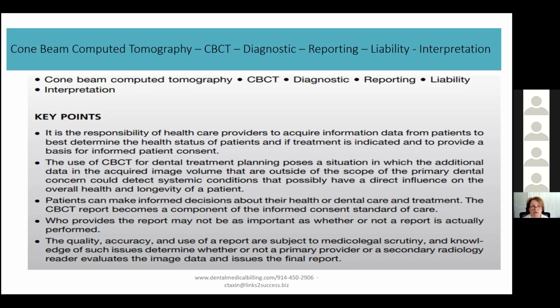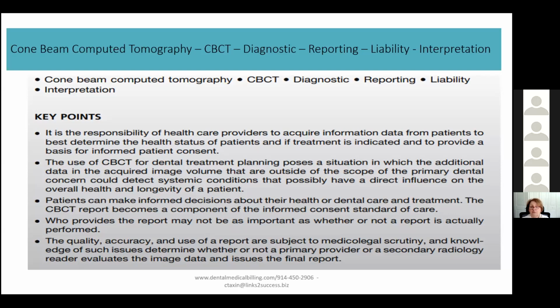We are not referring out because we don't want to do treatment or we don't want to read something, but we're referring out because it could help that patient in so many ways. And that's why we went into medicine, whether you like it or not. Patients can make informed decisions about their health or dental care and treatment with this report. And it's a component of the informed consent and is standard of care. Who performs the report may not be as important as whether or not a report is actually performed.